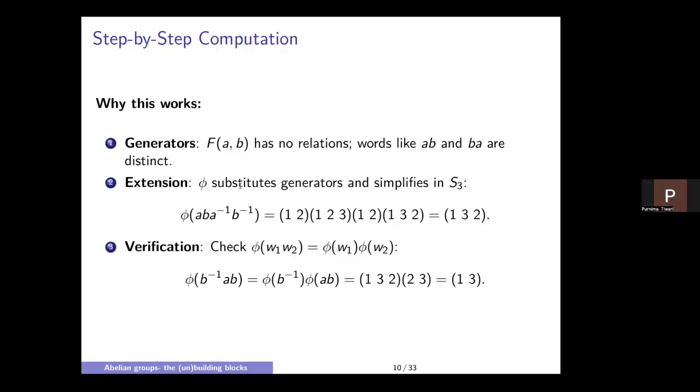To see the computation, the generators: the free group on a, b has no relations. Words like AB and BA are distinct. And phi substitutes generators and simplifies in S3, as we have mentioned already, so this will essentially turn into the operations of the group itself, and it would again result in an element of S3. To verify, we can simply check the condition for homomorphism.